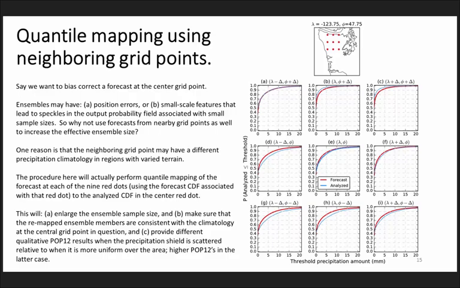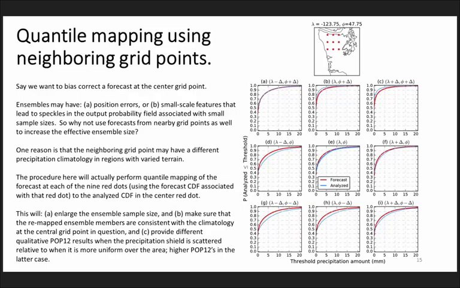So as we're processing grid point E, we're actually going to pull in the forecasts from these 9 grid points, but we're going to use the forecast distributions that are illustrated in red from each of the panels, but we're going to map it to the analyzed distribution only in panel E at the center. In this way, we're always correcting each of the forecasts to the climatology appropriate at that central grid point here.